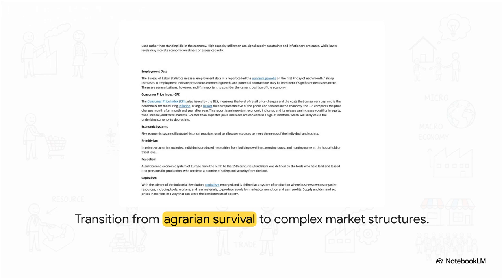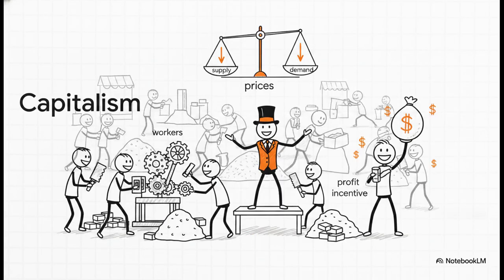Then society shifted to feudalism, where lords held the land and leased it to peasants for production in exchange for physical safety. But it was the Industrial Revolution that truly flipped the script, paving the way for the incredibly complex market structures we navigate today. Capitalism emerged as a system where private business owners organize resources, things like tools, workers, and raw materials, for market consumption. It relies entirely on the dynamics of supply and demand to set prices in the open market. And it's all driven, of course, by the incentive of earning profits. Under this system, the optimal valuation of resources naturally emerges from individual desires colliding with scarcity.